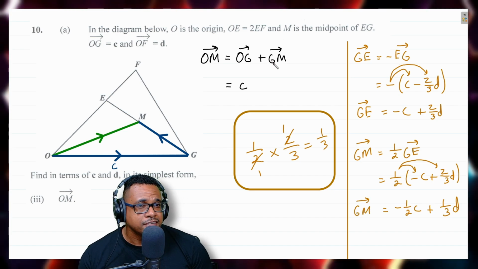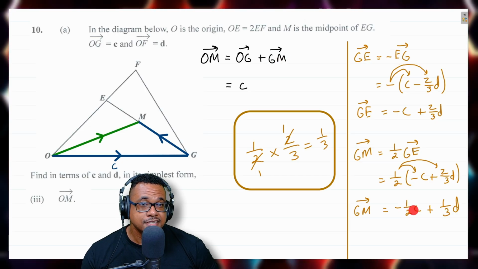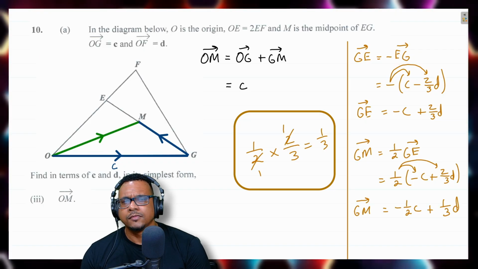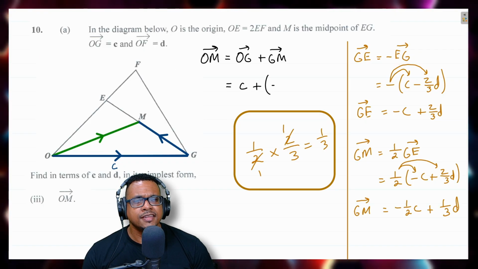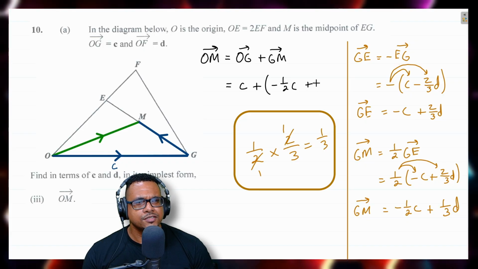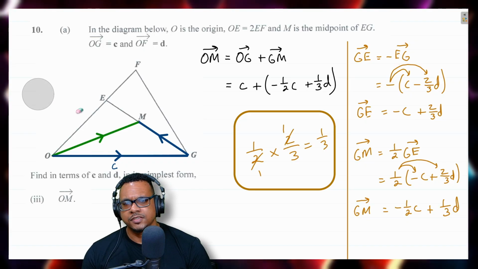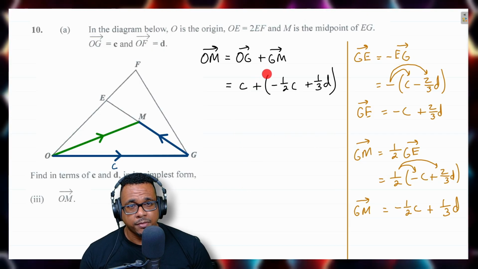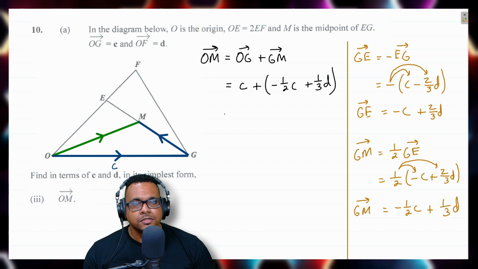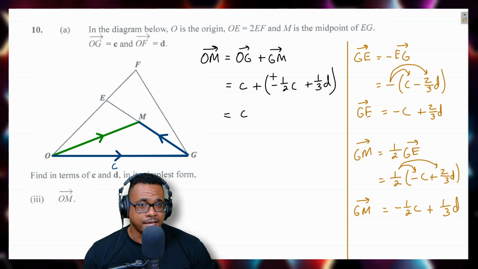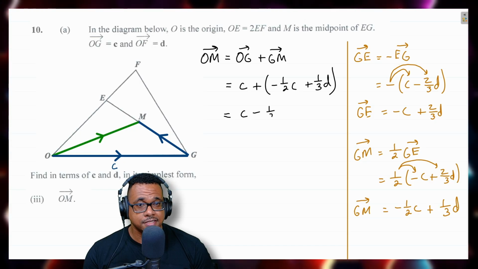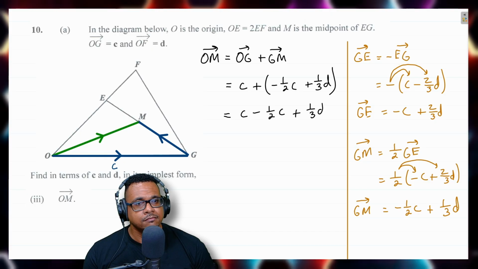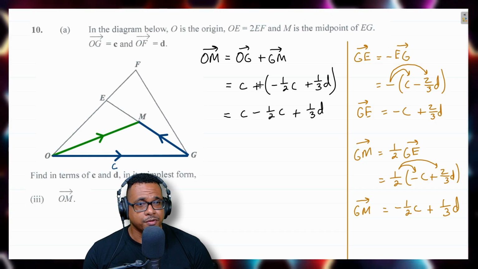So when I'm coming here now to write the vector G to M, I'm writing negative a half C plus 1/3 D. So you're going to have plus, let's put that in brackets, negative a half C plus 1/3 D. Just going to erase this. Now this positive sign out here, that means positive 1. And if you multiply positive 1 by these two terms here, you just get back the same thing. So we're going to have C and positive 1 by negative a half C will just give back negative a half C. And positive 1 by positive 1/3 D is just positive 1/3 D. So you see, let's drop the brackets and remove the positive sign here.